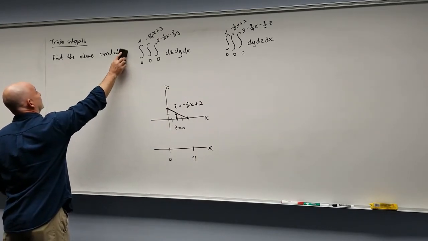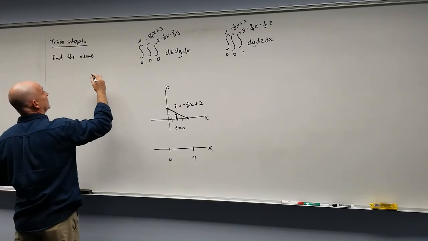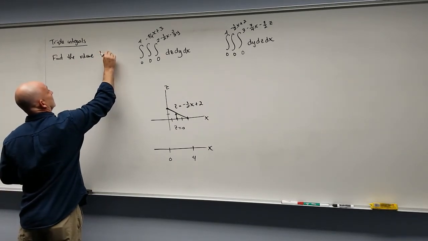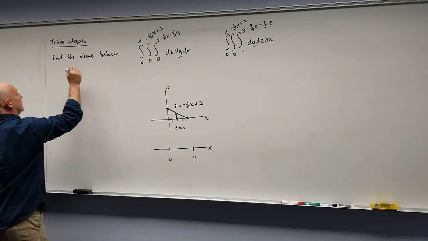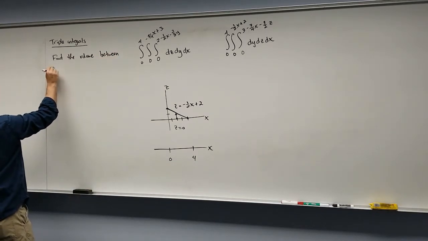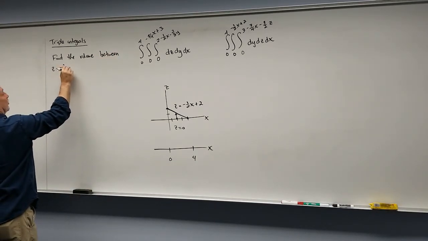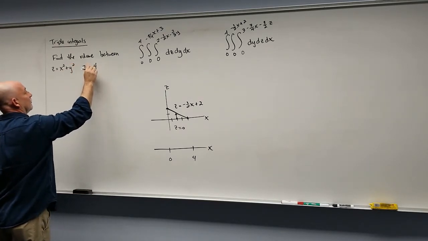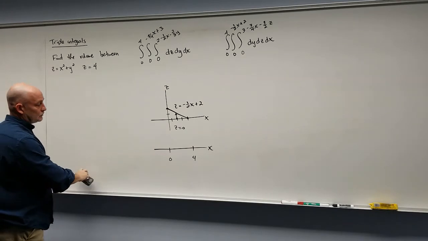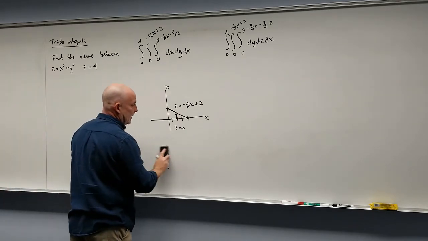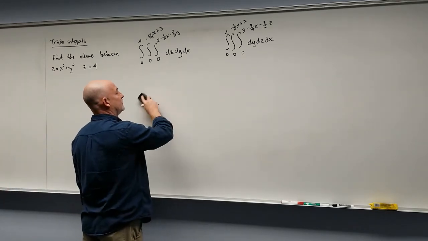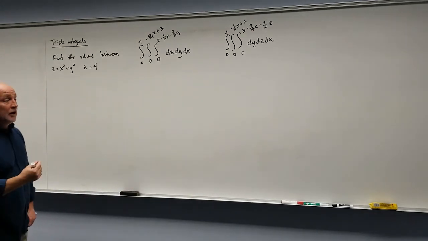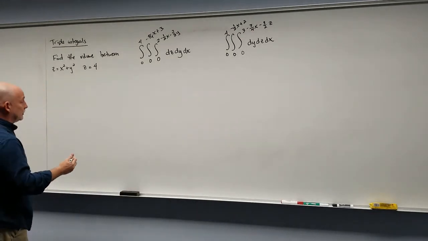Let's see, if I said find the volume between, let's say, z equals x squared plus y squared and z equals 4. Now, it's not necessary that you sketch these regions, but you will find that you have much better luck if you do.